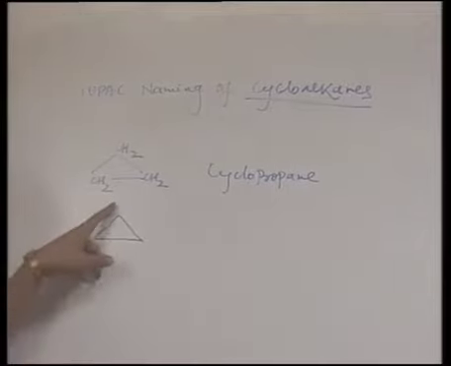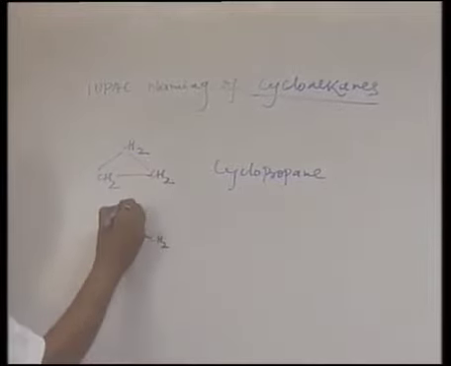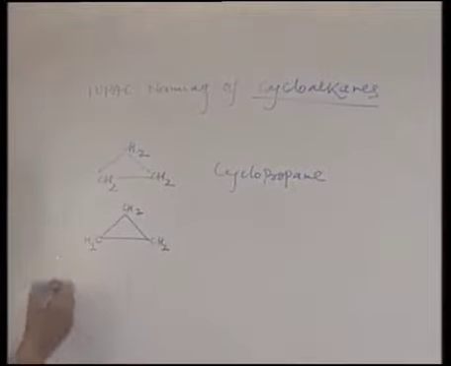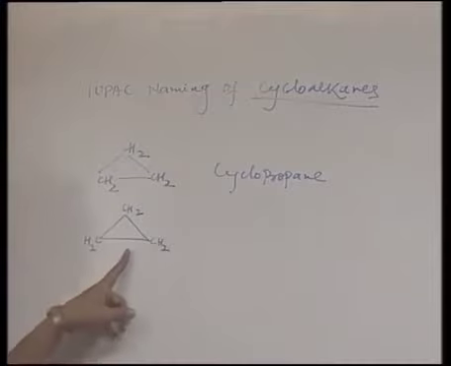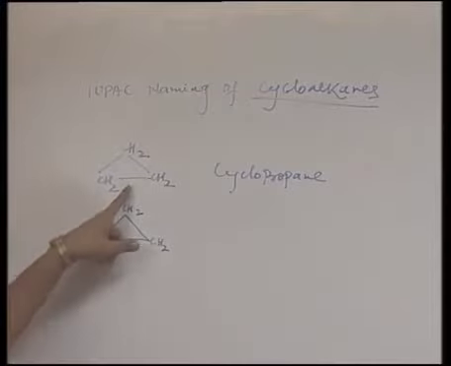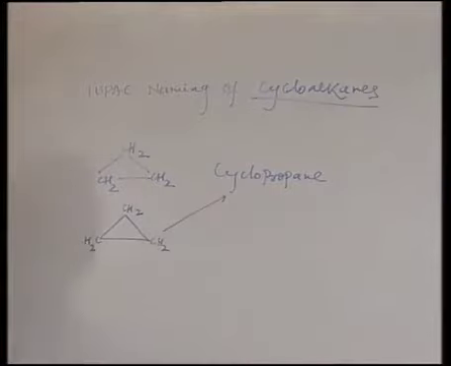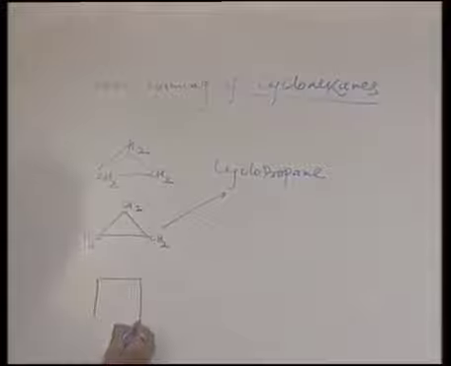This corner indicates a CH2 group, this corner indicates a CH2 group, this corner indicates a CH2 group. That is, both the structures are similar. This is the line representation and this is the formula of cyclopropane, and the name of this compound will also be cyclopropane. In the same way, you can write the IUPAC naming of this compound.